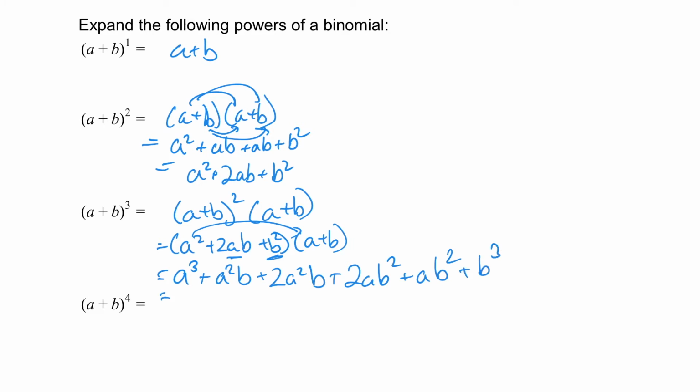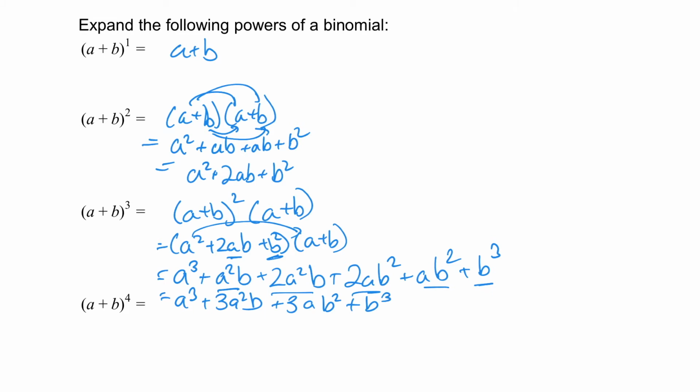And then we need to collect like terms. So here we're going to have an a squared times b, and we have another 2a squared times b. So it's going to be a cubed plus 3a squared b. And then these two are like terms, so that's going to be 3ab squared. And finally, the last term, we got b cubed.